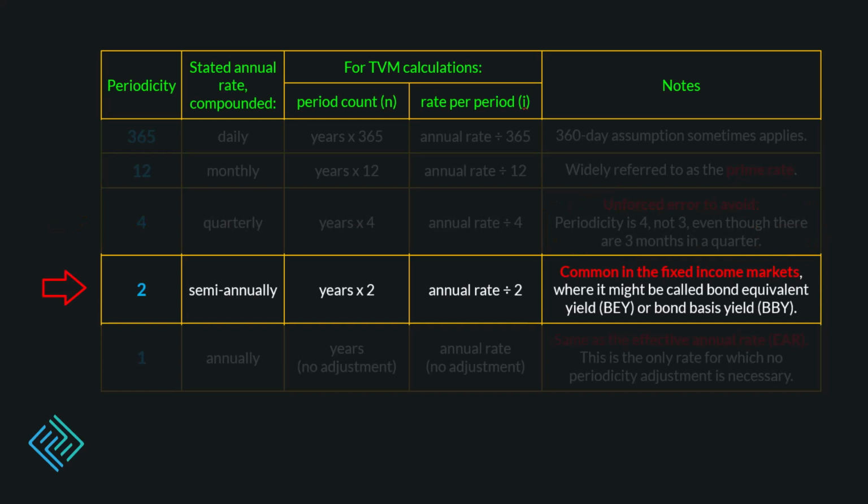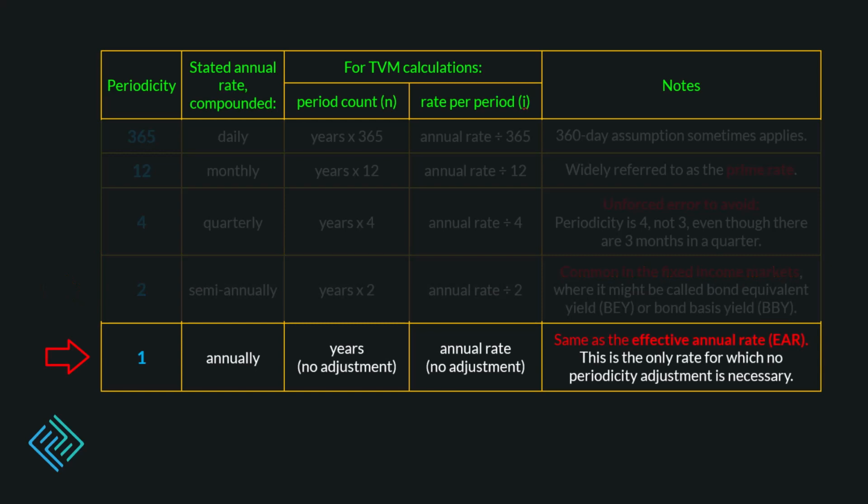The stated annual rate compounded semi-annually has a special name in the fixed income markets. It is sometimes called the bond equivalent yield, alternatively the bond basis yield. This is an example of a stated annual rate compounded semi-annually, and the number of years would be multiplied by 2 to get you to the correct period count, and the rate would be divided by 2.